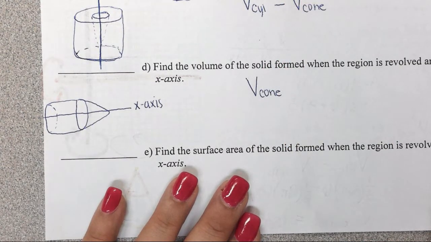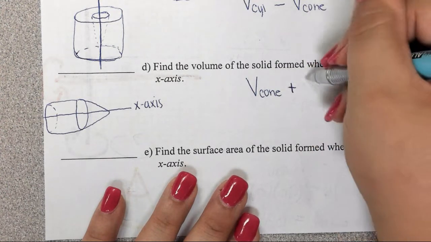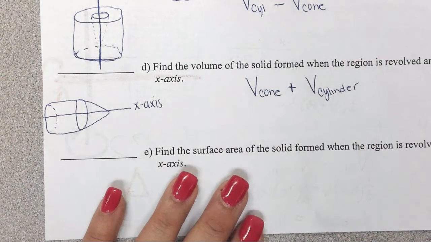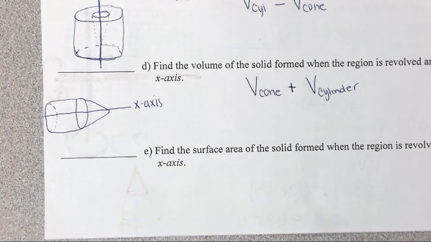Find the volume of the cone and then add or subtract? Add the volume of the cylinder. Okay? You don't have to worry about E. I'm not worried about it right now.